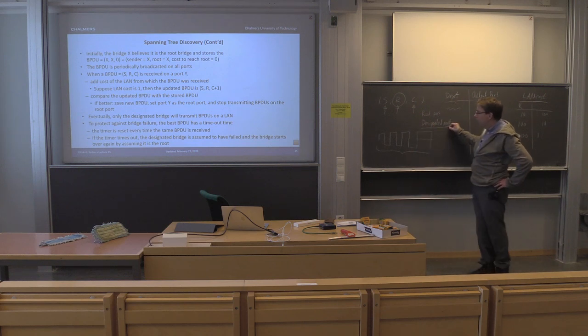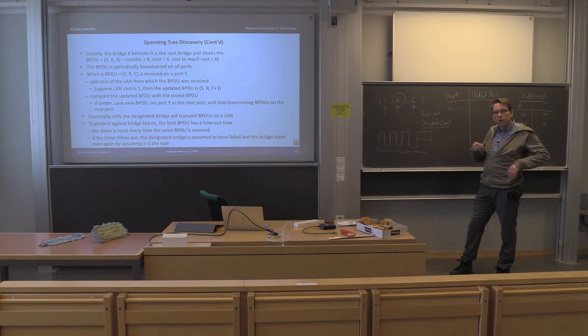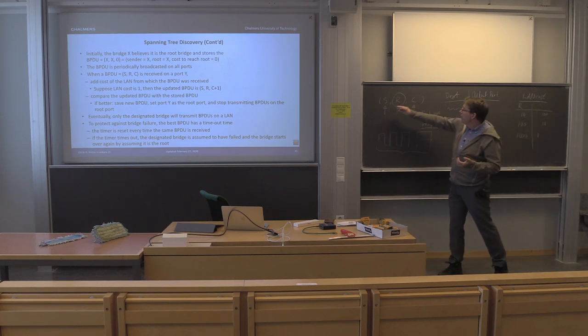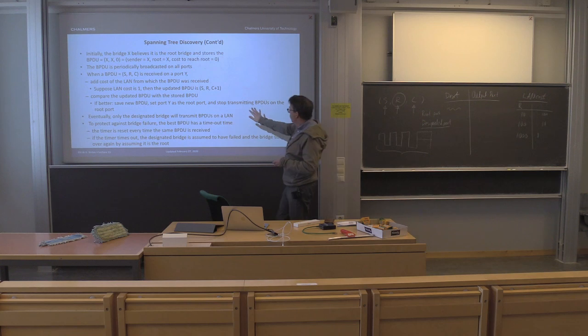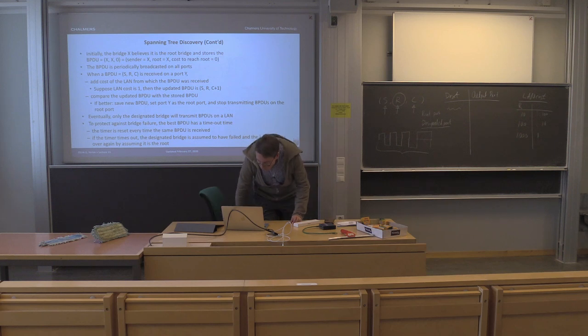And how do I know if I have a designated port or not? Well, it's because if I transmit my PDU on a port, then that is the designated port for that LAN. Remember, I stopped transmitting this on the root port. But the bridge which is connected to a LAN, which has the best path to the root, will still keep on transmitting its PDUs because it has the best bridge PDU on that LAN. So if you go back and look at this a little bit, you would see that this is indeed the case.